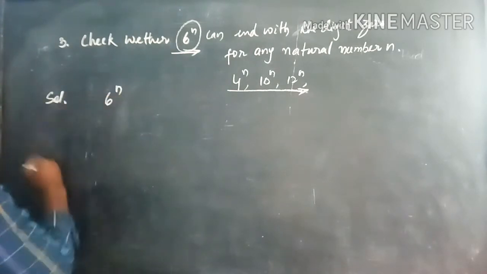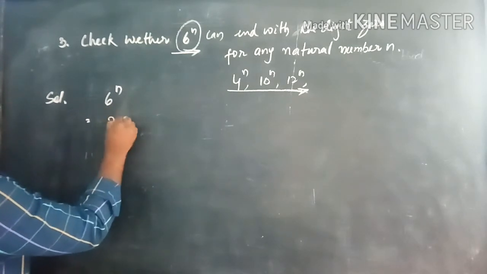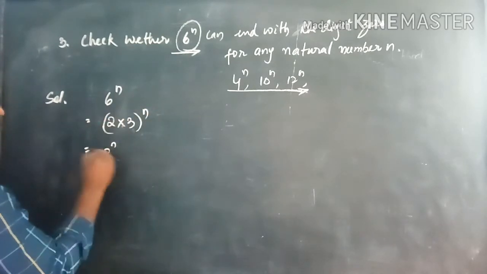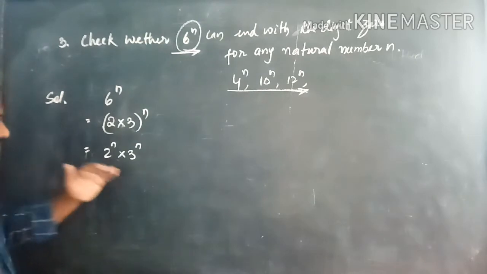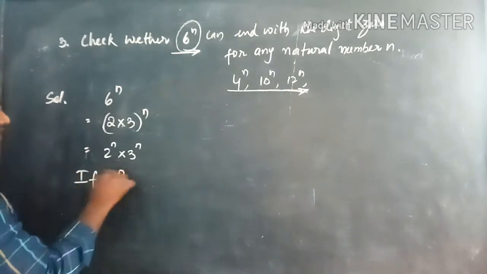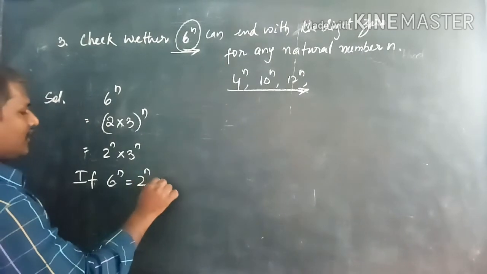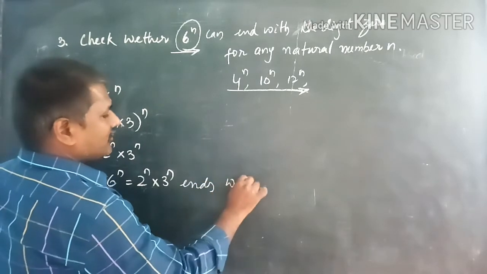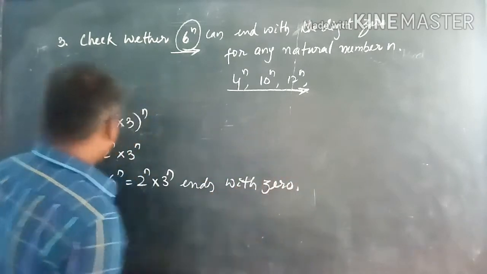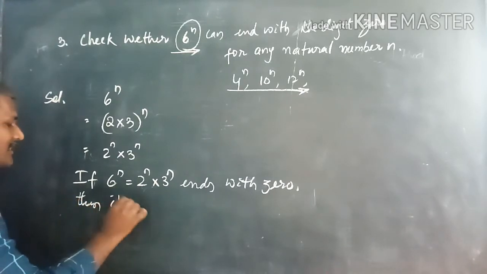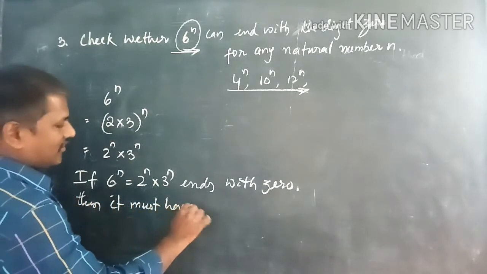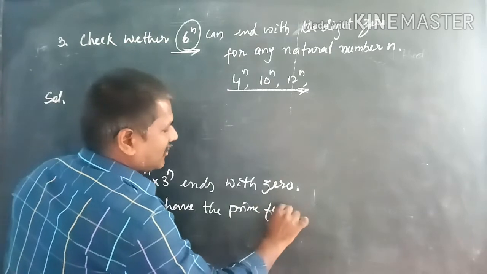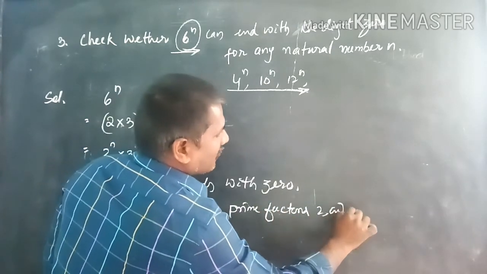The given number is 6 to the power n. This 6 to the power n can be written as, 6 means 2 into 3, so it can be written as (2 into 3) to the power n, which is 2 to the power n into 3 to the power n. So if this 6 to the power n, equal to 2 to the power n into 3 to the power n, ends with 0, then it must have the prime factors 2 and 5.